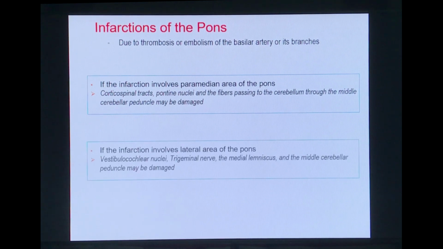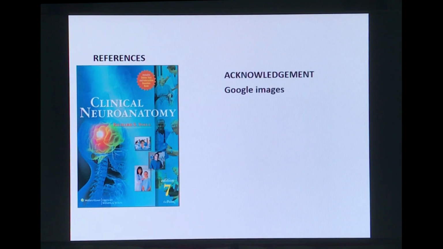If the infarction is on the lateral area of the pons, the vestibular nuclei, trigeminal nerve, medial lemniscus, and also the middle cerebellar peduncle are present over there. So that might be involved and damaged. Accordingly, depending on which nuclei, fibers and tracts are involved, the patient will have those signs and symptoms. This is my reference, the Clinical Anatomy by Snell.